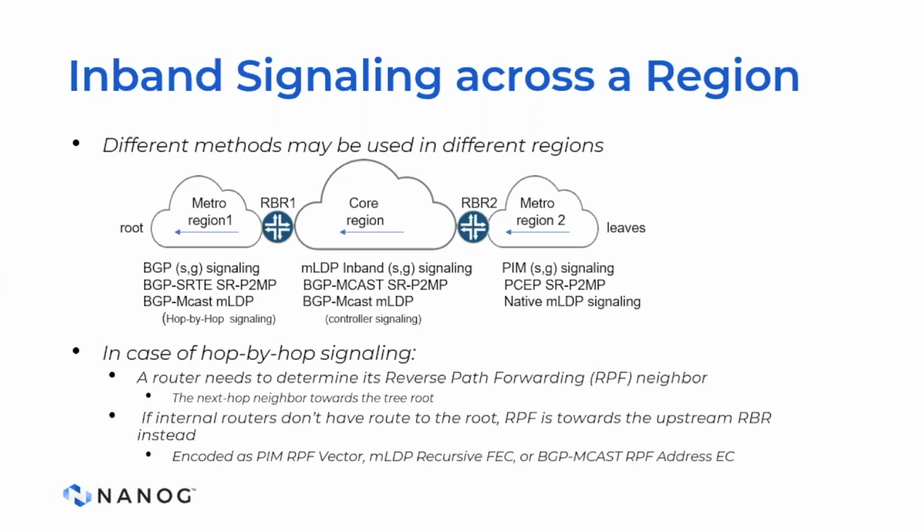Another example is that in the metro region 2, we can have SR P2MP tunnel set up by PCEP. When it comes to core region, we'll do BGP-MCAST signaling for the same SR P2MP tunnel. And in metro region 1, someone said, I want to do BGP SR-TE signaling for that.